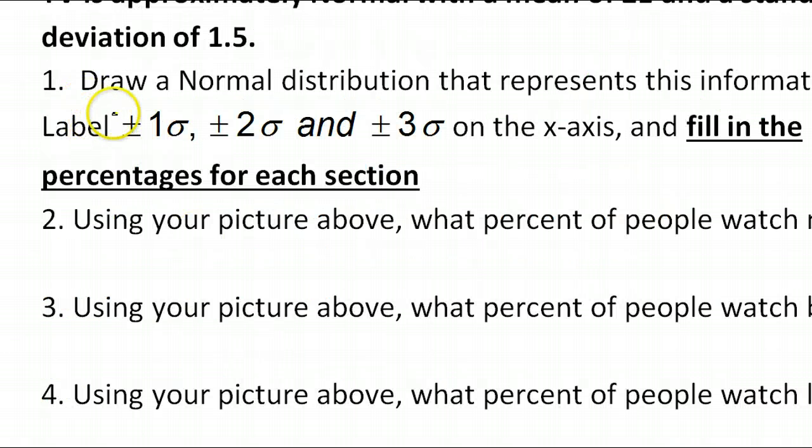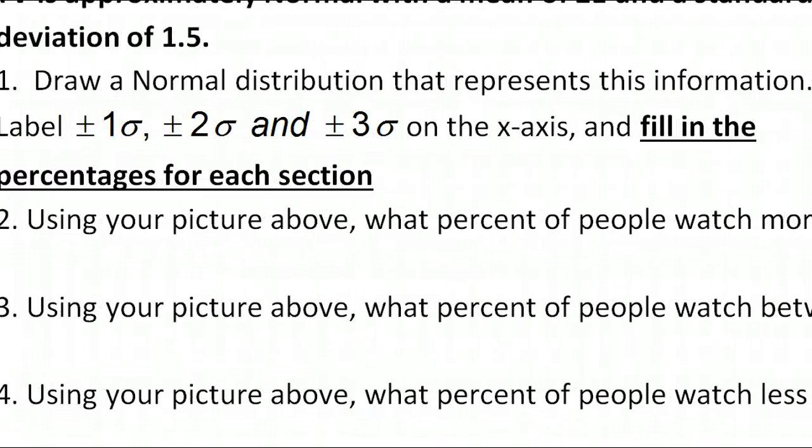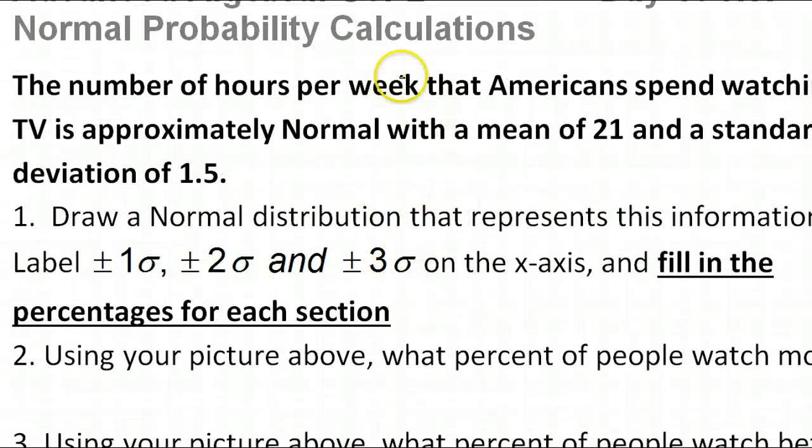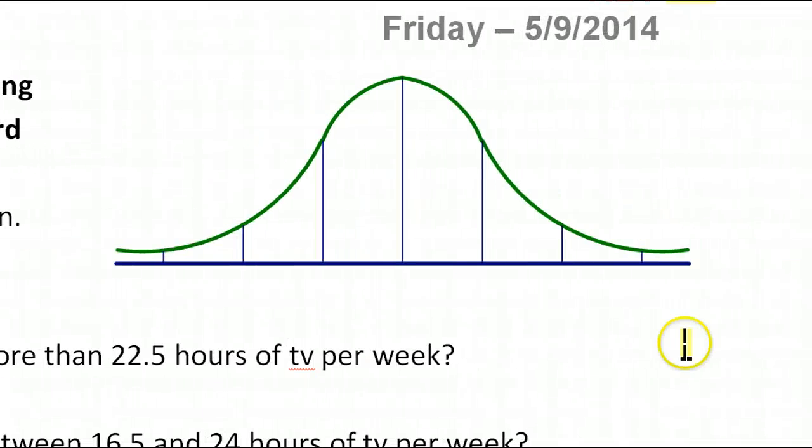Alright, so problem number 1, we need to draw the normal distribution and label 1, 2, 3 standard deviations. We're supposed to fill in the percentages for each section, and we're told that the mean is 21 and the standard deviation is 1.5. Alright, so basically we're being asked to do what we first learned to do. Okay, well the mean we know goes right in the middle. Oh, by the way, I went ahead and drew this for you, but you should be prepared to continue drawing this yourself like you've done many times before.